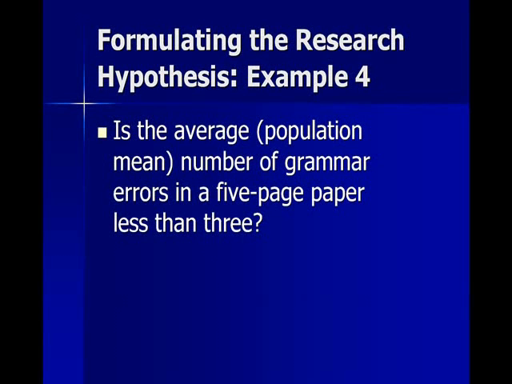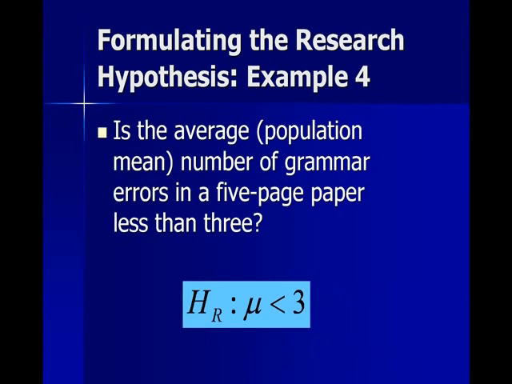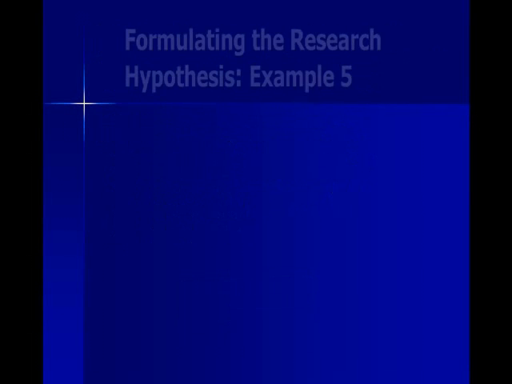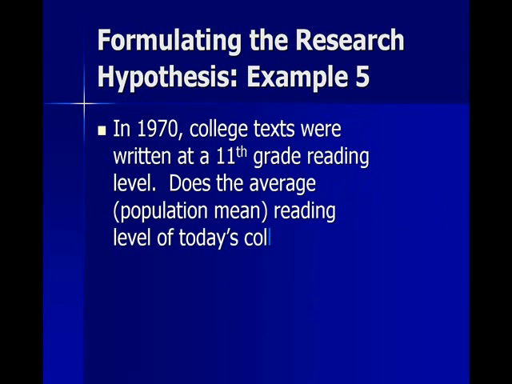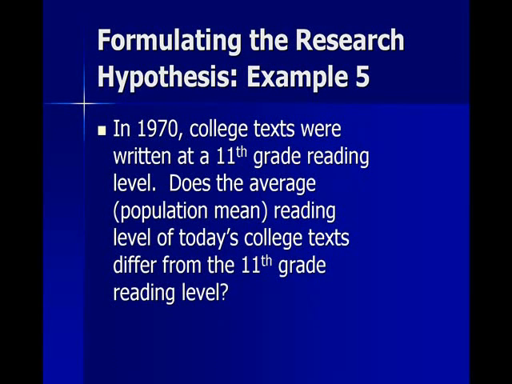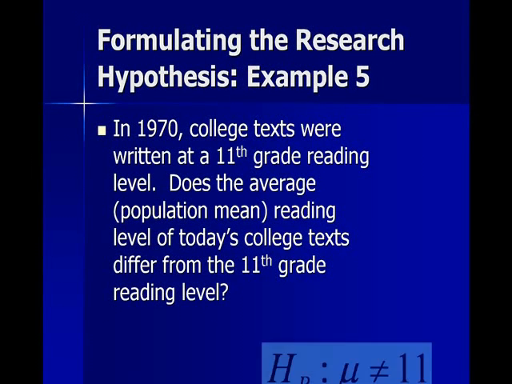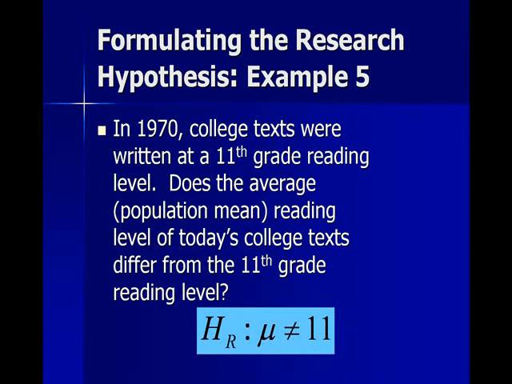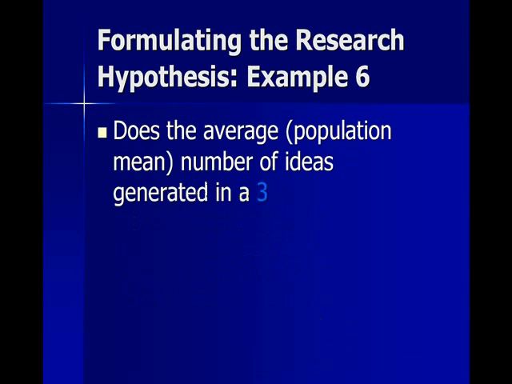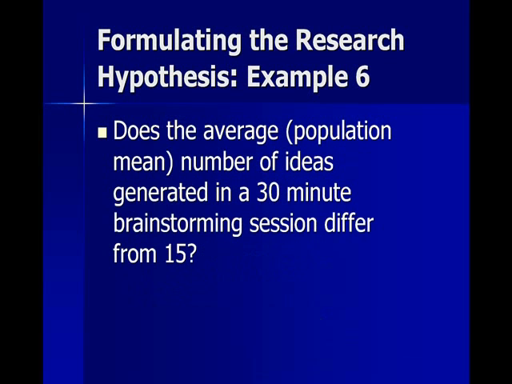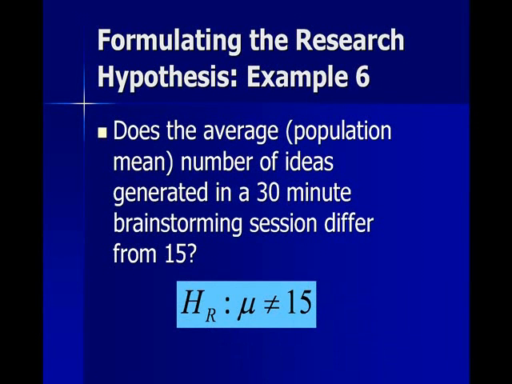Population mean number of grammar errors less than 3. Mu less than 3. Is the population mean reading level of today's college text different from the 11th grade reading level? Now this is going to be a two-tailed test because we want to know if it's either higher or lower. We're not specifying a direction at the beginning. So our research hypothesis is mu not equal to 11. Is the population mean different from 15, or not equal to 15, would be another way to put that. Mu not equal to 15.